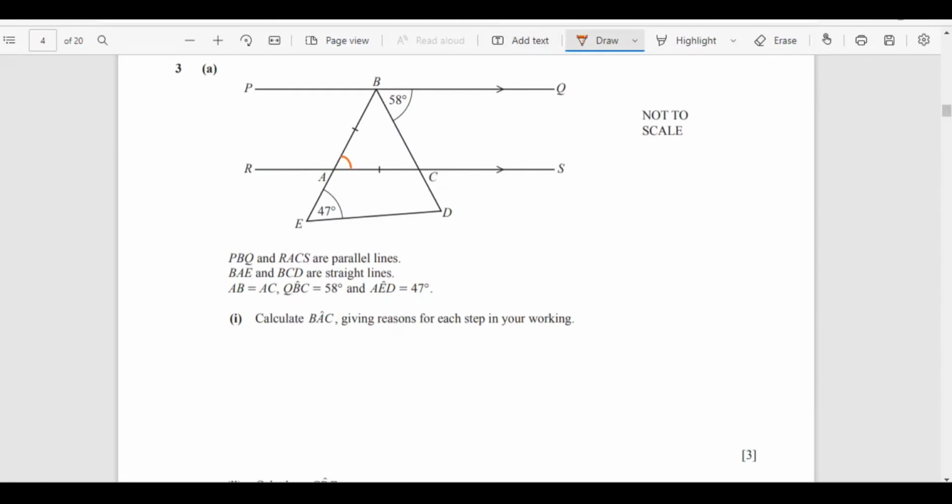All right, okay, it's good, Turhan and Rani, you guys tried, but let's see what mistakes you guys have made. Okay, now what do we know? We know that the lines PBQ and RCS are perpendicular.